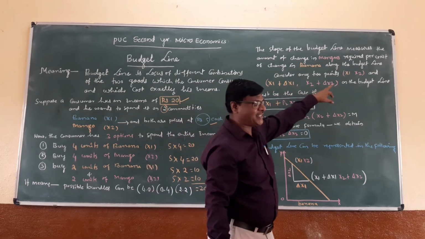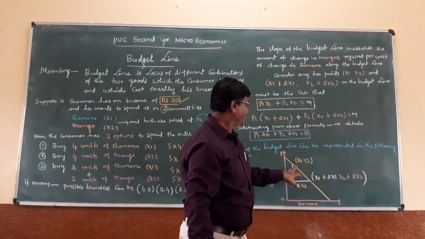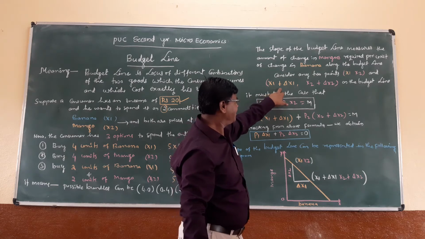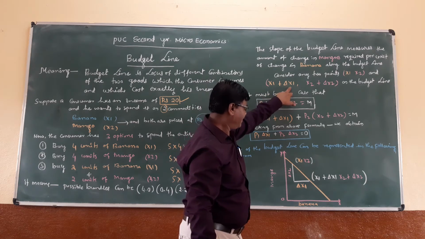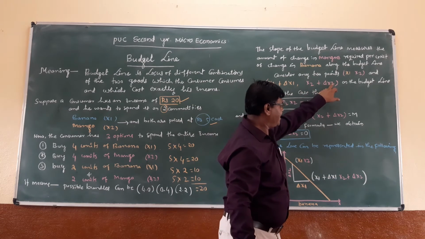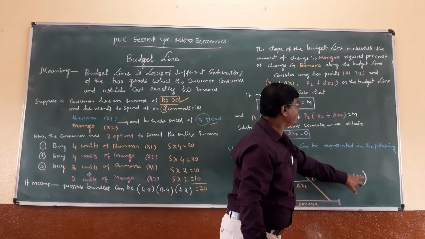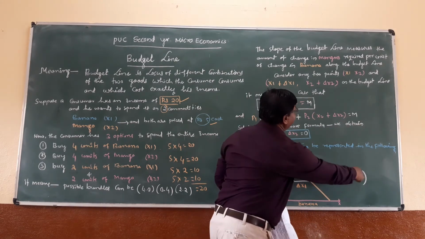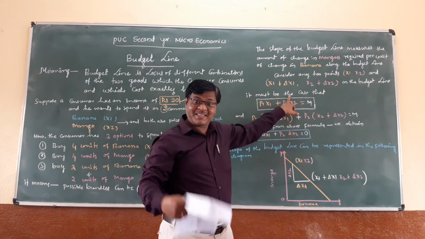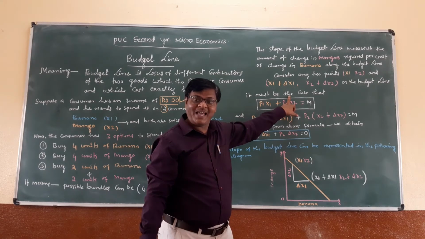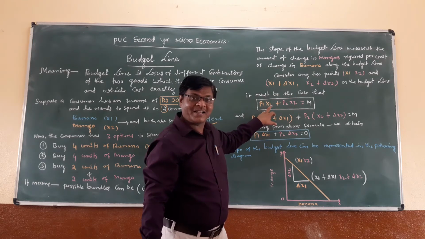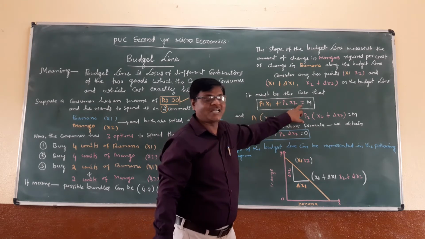Consider any two points X1 and X2, and X1 plus delta X1, X2 plus delta X2 on the budget line. It must be the case that P1 x1 plus P2 x2 is equal to M.